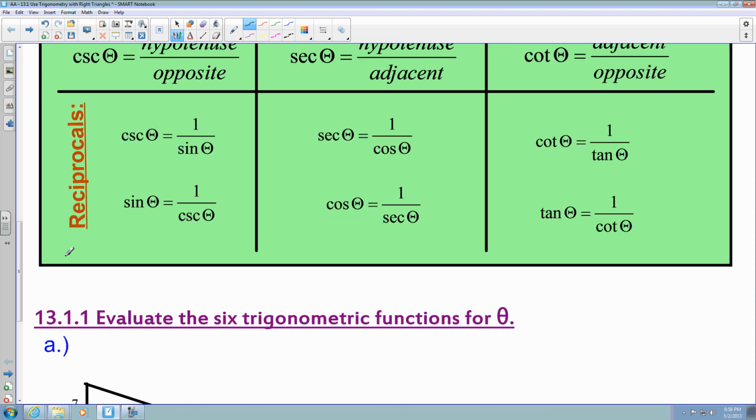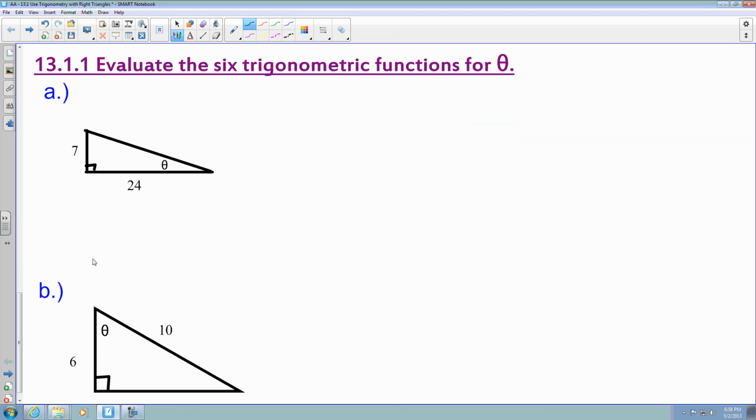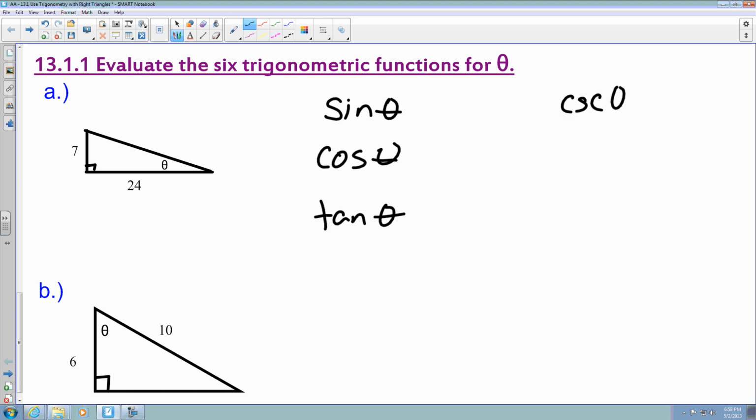So looking at some triangles here, we want to evaluate the 6 trig functions of theta. So basically what they want us to find is sine of theta, cosine of theta, tangent of theta. Then we've got cosecant theta, secant, and then lastly cotangent. So here they give us 2 measurements. One side is 24, the other side is 7.